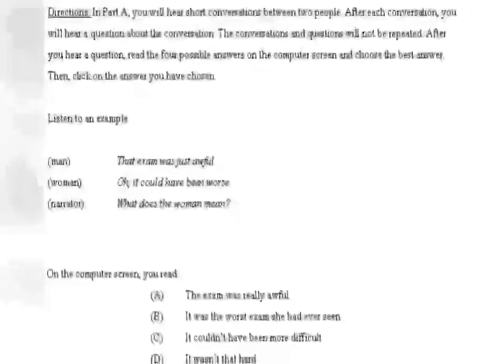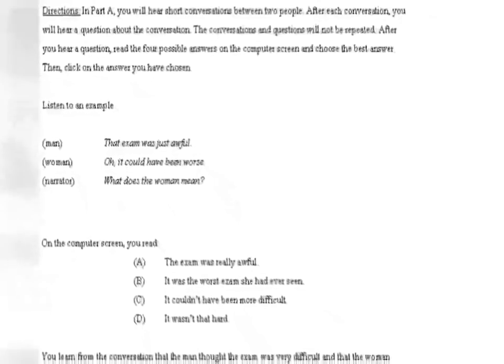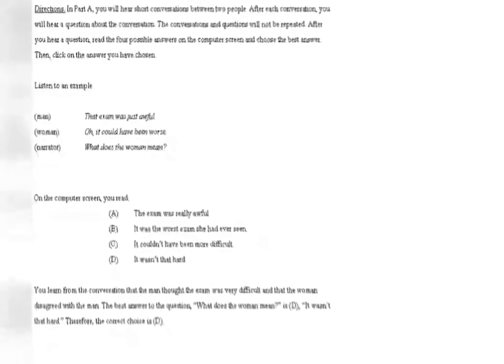Directions. In Part A, you will hear short conversations between 2 people. After each conversation, you will hear a question about the conversation. The conversations and questions will not be repeated. After you hear a question, read the 4 possible answers on the computer screen and choose the best answer. Then, click on the answer you have chosen.